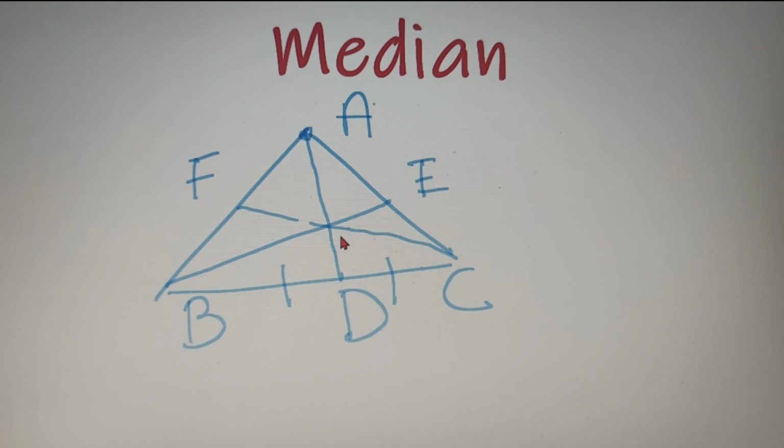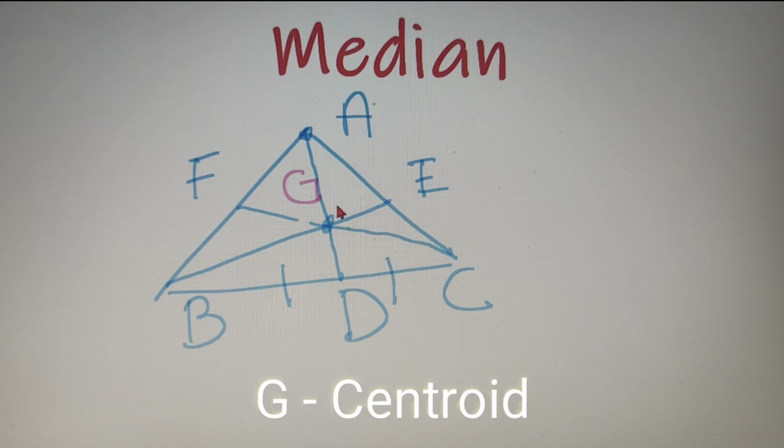Now centroid of a triangle is nothing but the intersection point of all the three medians. So the intersection point of all these three medians is the centroid of this triangle ABC. Now centroid of a triangle is generally represented with the letter G.